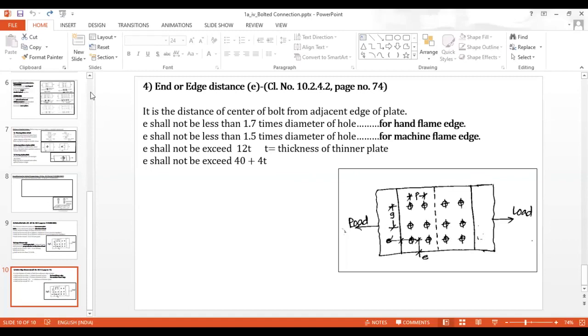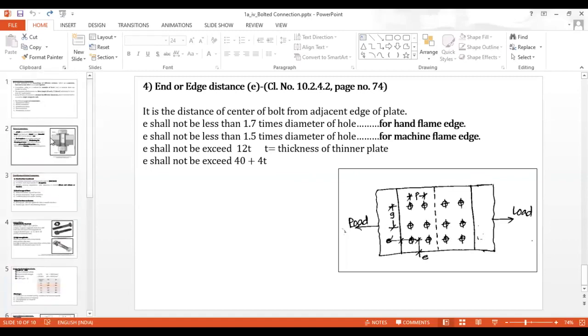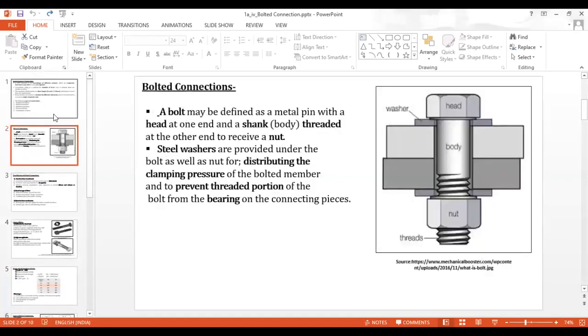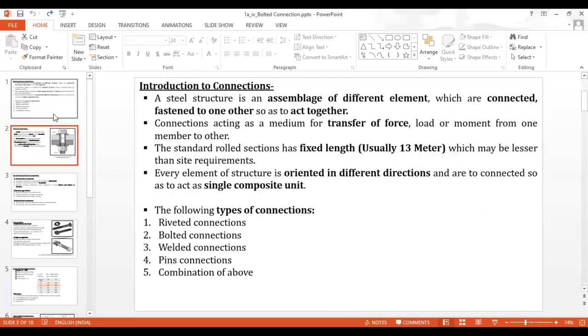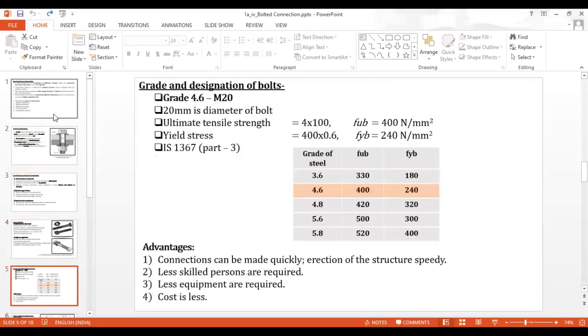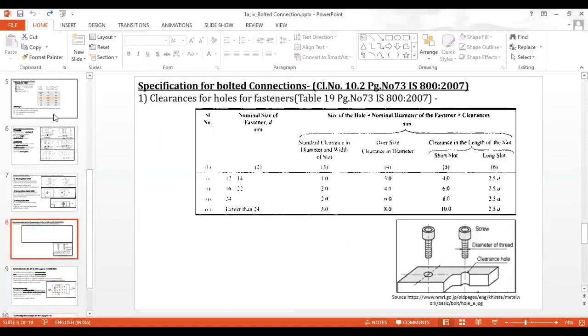So these are some terminologies and a brief introduction for the bolted connections. In the next lecture, we will be designing the bolted connections for the tension members.